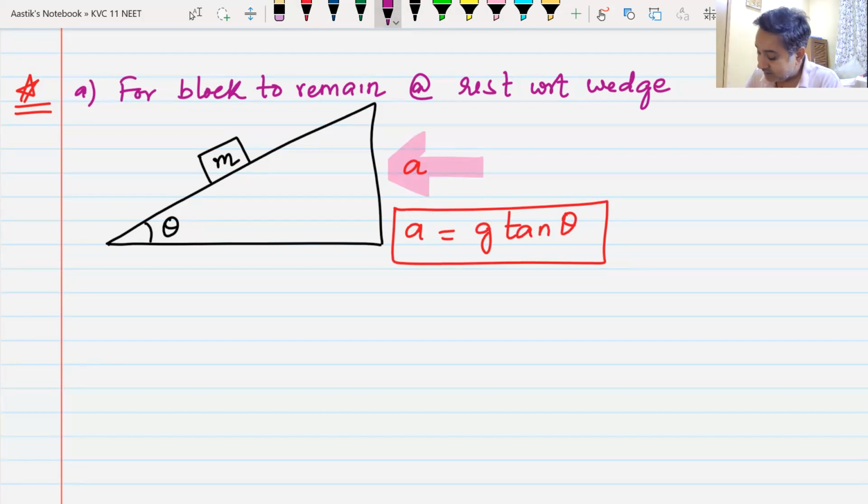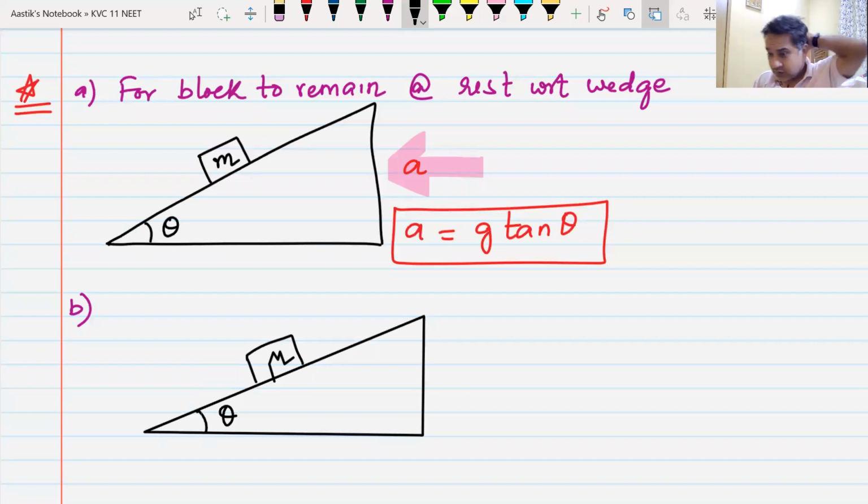The second thing they can ask you is the reverse of this. I call it the reverse. It is actually not the reverse. Something like this. So the reverse of this is like this. Again, the same sort of circumstance. Again, a block is placed on a wedge. The angle is theta.